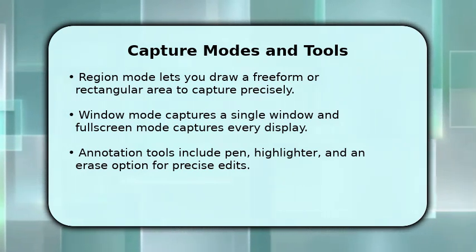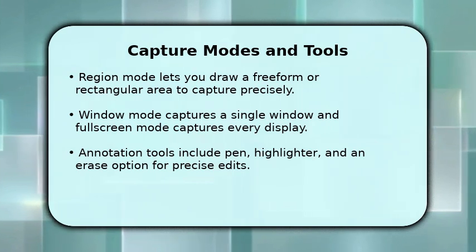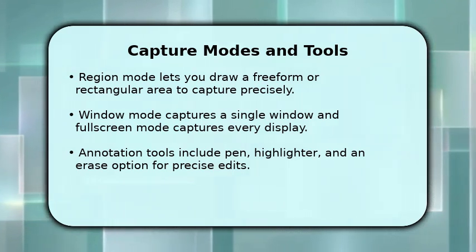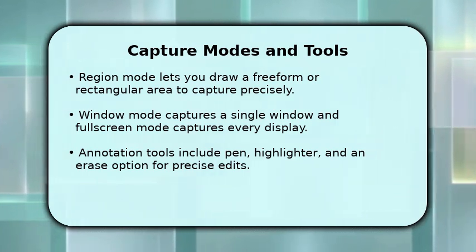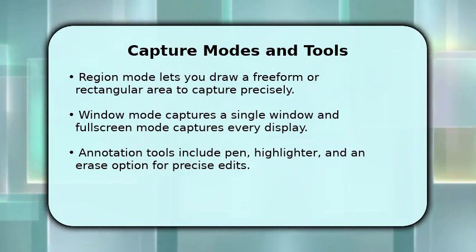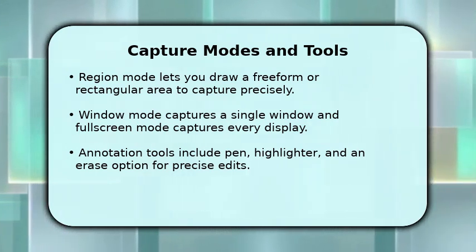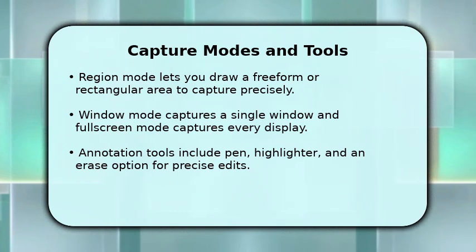After capturing, annotation tools appear so you can add notes and highlights. Use the pen to draw, the highlighter to mark areas, and the eraser to remove pen strokes. You can also crop the capture to tighten composition before saving or copying to the clipboard.